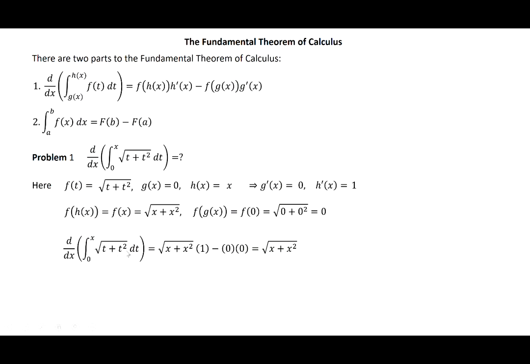d dx of this is f of h of x, simple plug and chug, square root of x plus x square, that's what I wrote, times h prime of x. H prime of x is 1, so I plug that in, minus f of g of x happens to be 0, times g prime of x is also 0, so 0 times 0. So that just simply became square root of x plus x square. Isn't that simple? That's the idea.